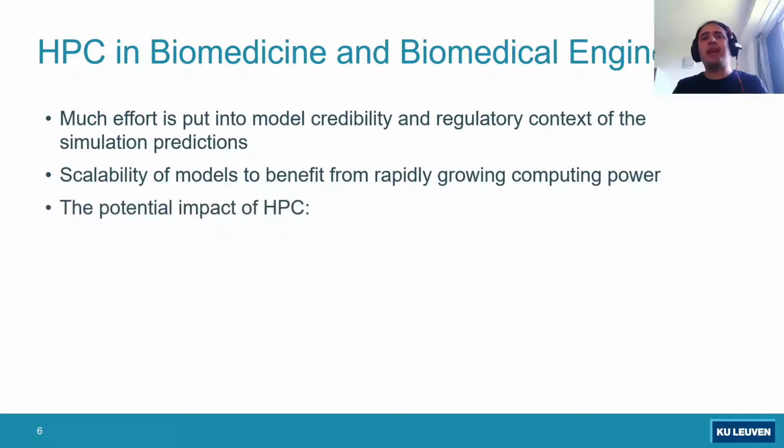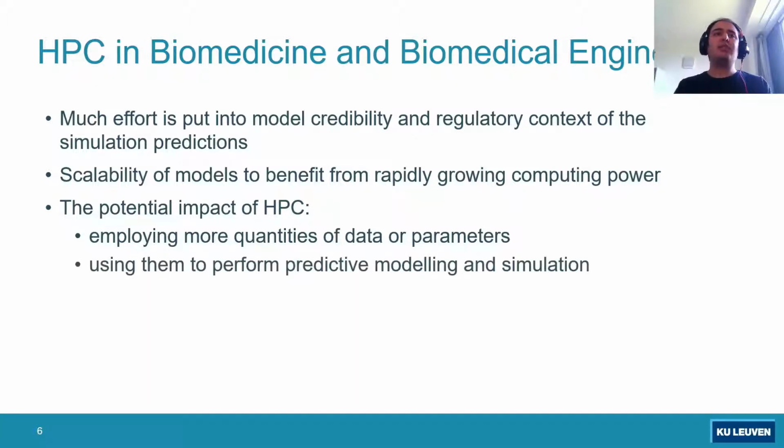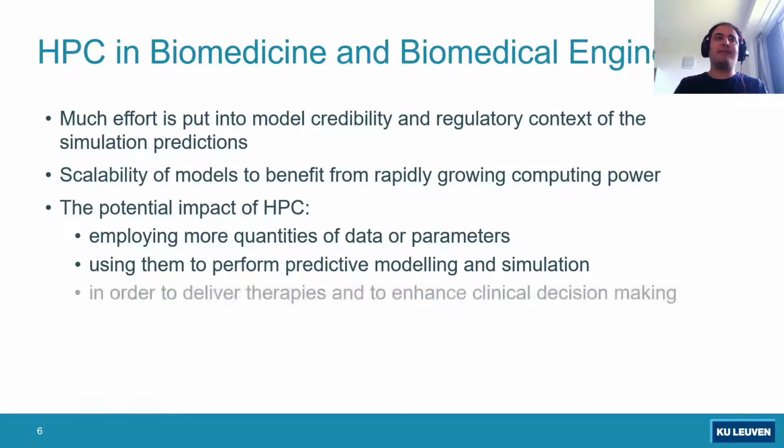But the potential impact of HPC can be employing more quantities of data and parameters. So we can take into account more aspects of the real phenomena that we are going to model. And this will lead to more detailed models, and as a result, more detailed simulations, which will be more predictive, let's say. And this will enhance clinical decision making because the models would be, as I said, more predictive, and they can be employed to make better decisions and deliver better therapies.